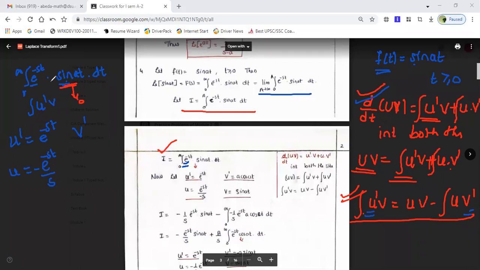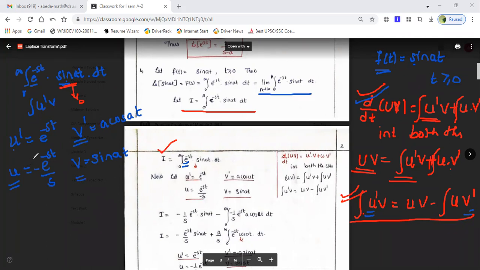Now I know v. This is my v, already known. v is equal to sine at. So if v is equal to sine at, what will be the differentiation of this v? It is a into cos at. So I've got u dash, I have got v dash, I have got u, I have got v. Is the step clear?